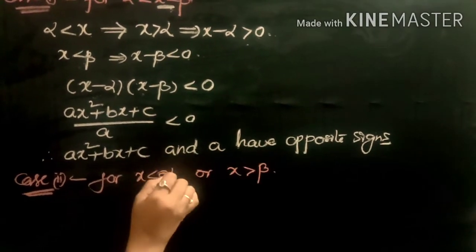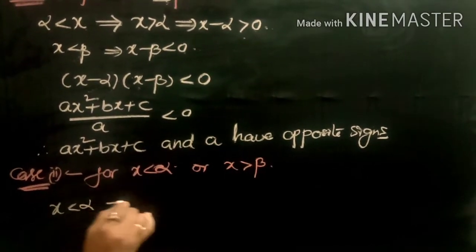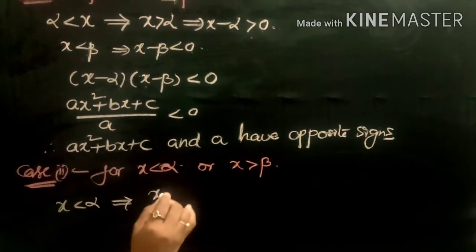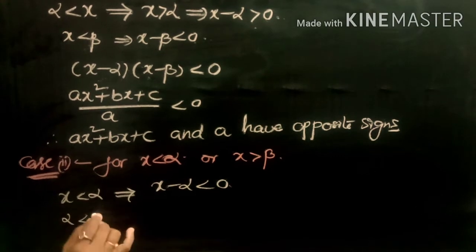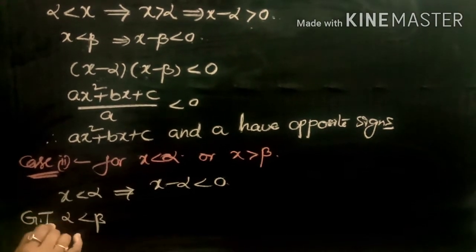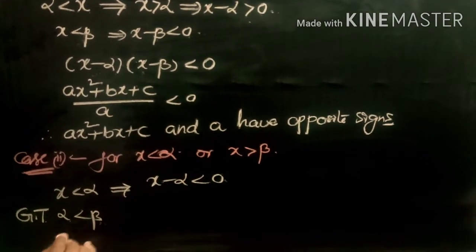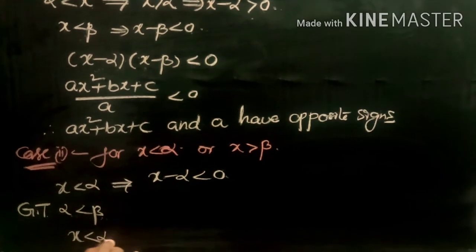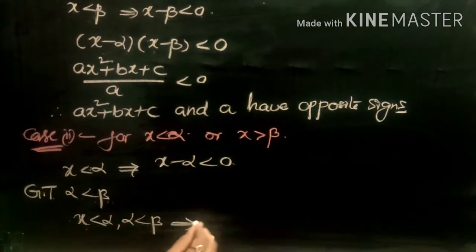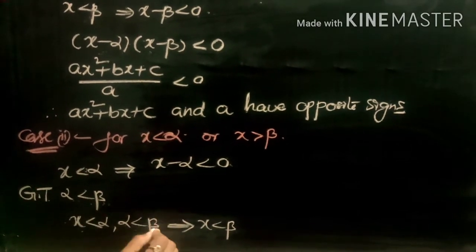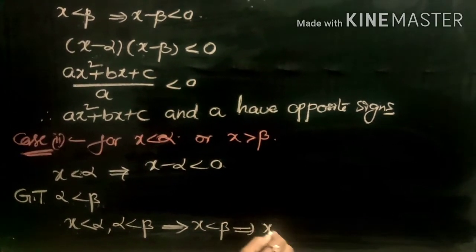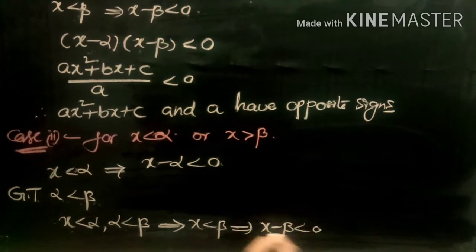So first we take the condition x < α. x < α means x − α < 0. And already we know that α < β, this is a given condition. So x < α, α < β. Then we get x < β. That is, x < β means x − β < 0.